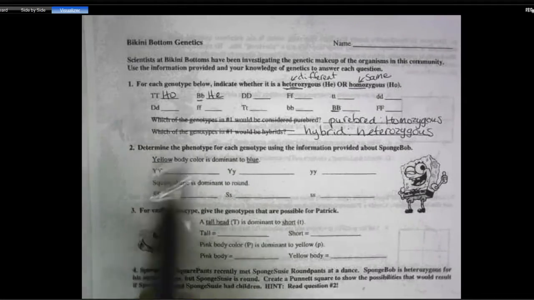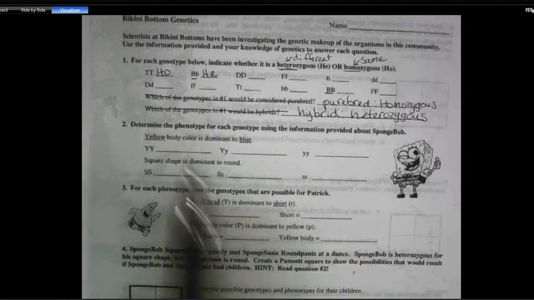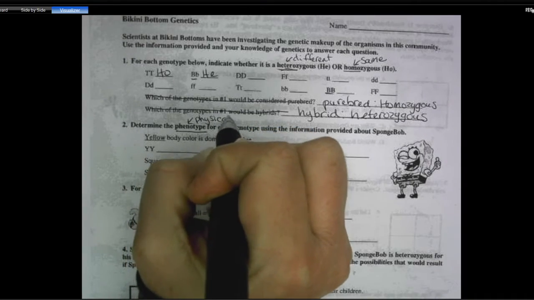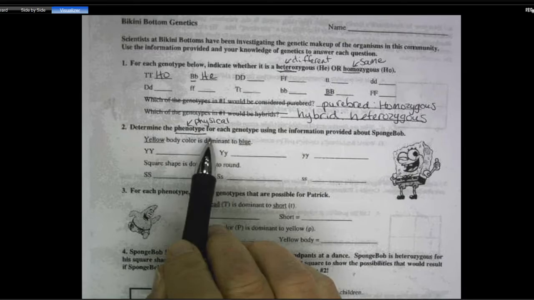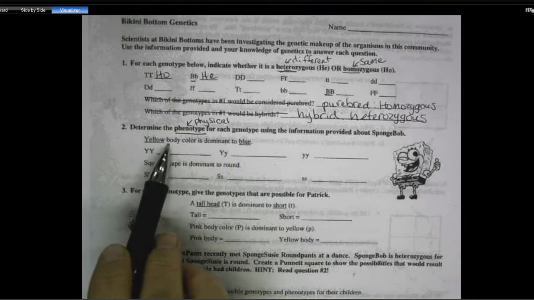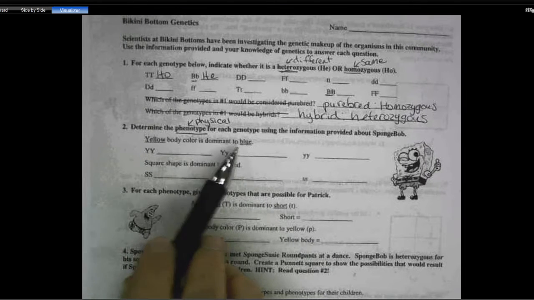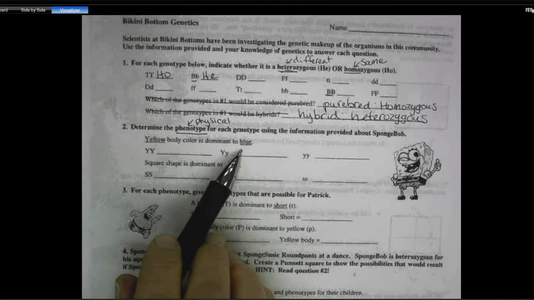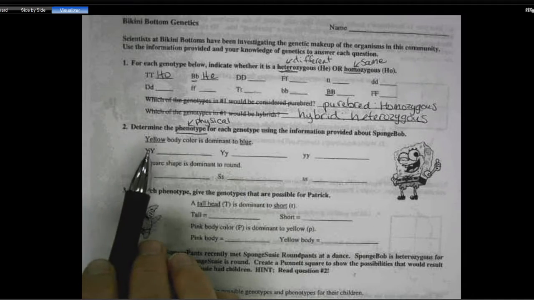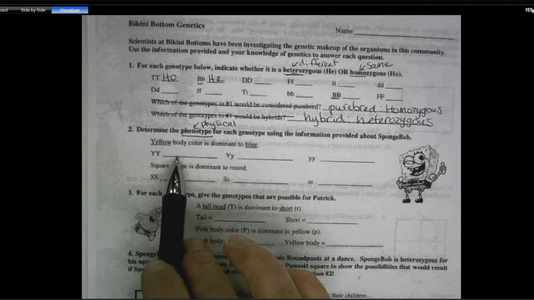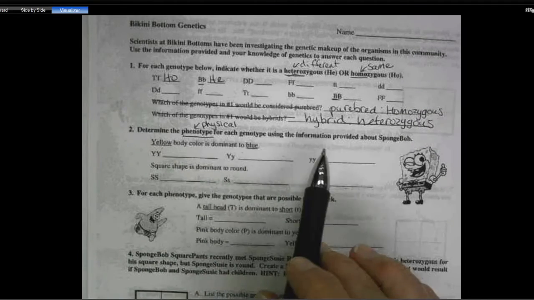Now, let's go ahead and go through. In the second one, you're going to determine the phenotype. Remember, a phenotype is what they look like physically, their physical appearance, okay? For each genotype using information provided about SpongeBob. So number 2, it says yellow body color is dominant. So remember, if yellow body color is dominant, whenever that uppercase Y is there, that's when you see yellow. The only time you're going to see blue is when there is no uppercase. So for each one here, you're going to put, is this genotype going to be yellow or blue?